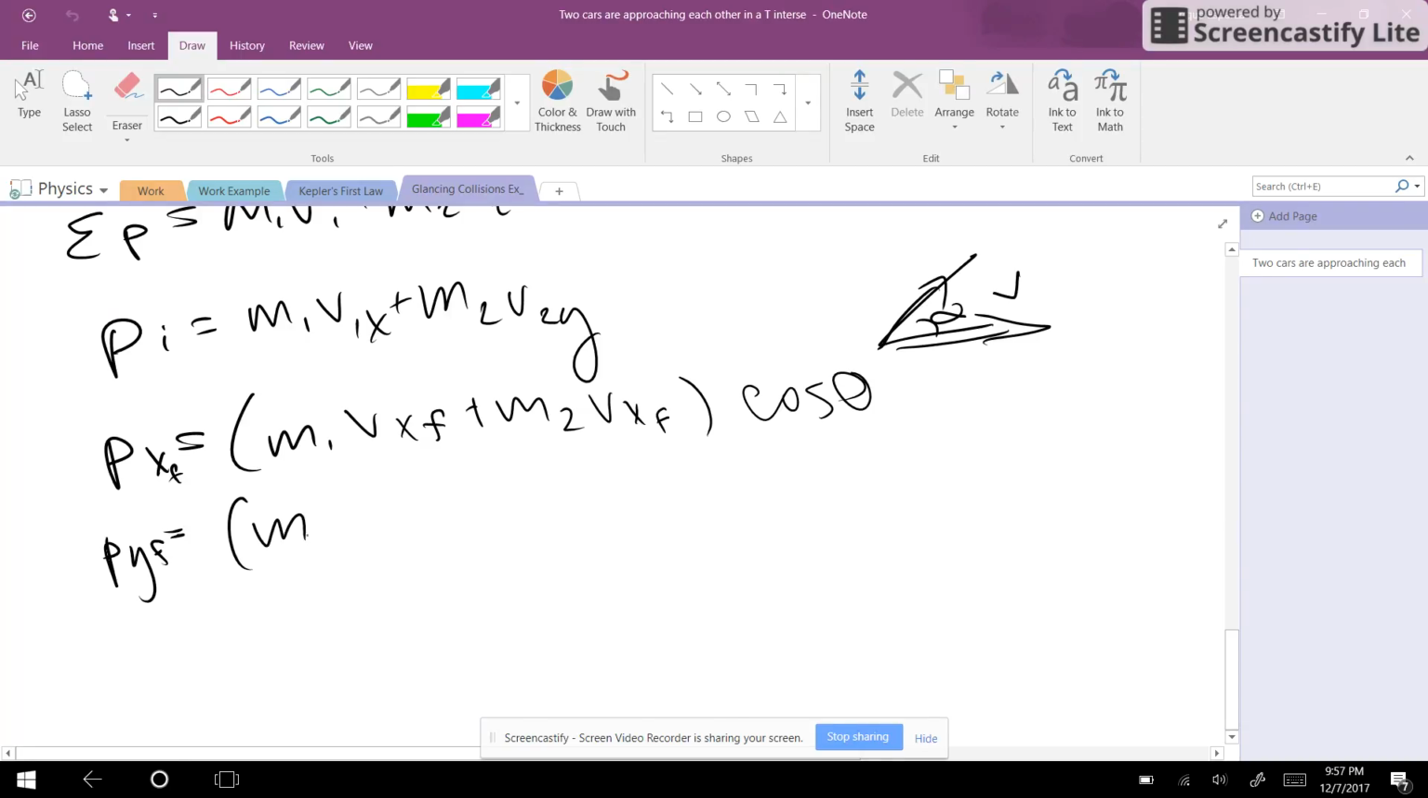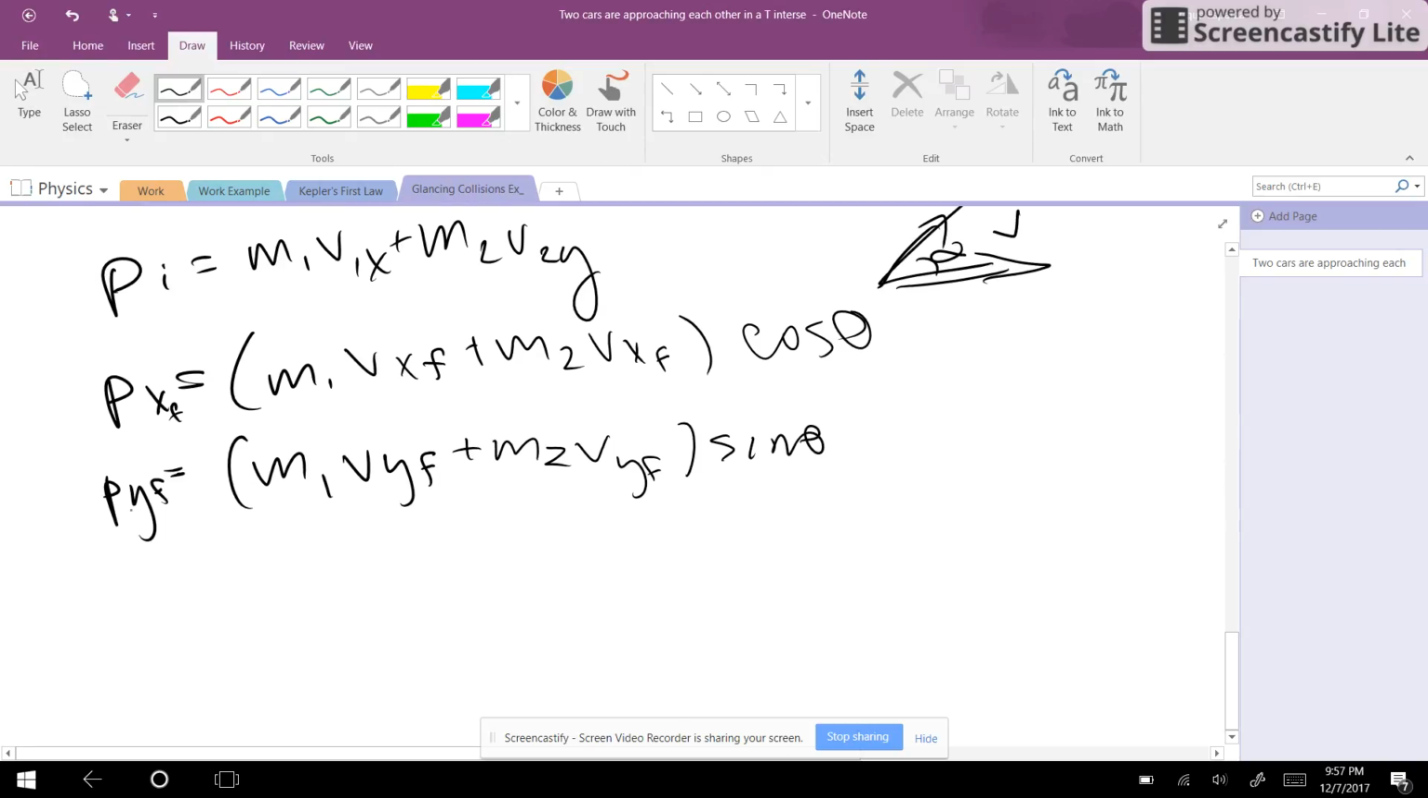It is at an angle, therefore it's going a little slower than it would on the horizontal. And for the momentum on the y, it's going to be pretty much the same thing, but we're going to have the y's, and this is going to be sine theta, and it's going to be the same thing, shooting out at the same angle.